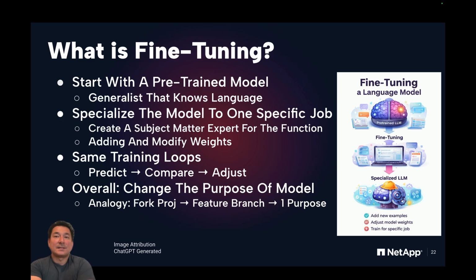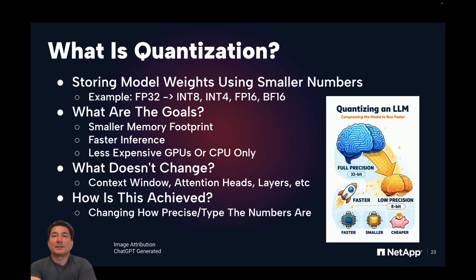The training process at a high level is roughly the same. What you're ultimately doing is trying to change the model's purpose or behavior. This is the key takeaway in fine-tuning. So, a non-data science way of thinking about it, I like to use the analogy like creating a fork on a project in GitHub, then creating a feature branch that massively changes the purpose of a particular project geared towards one purpose. So after you fine-tune the model, you optionally have the ability to quantize the model.